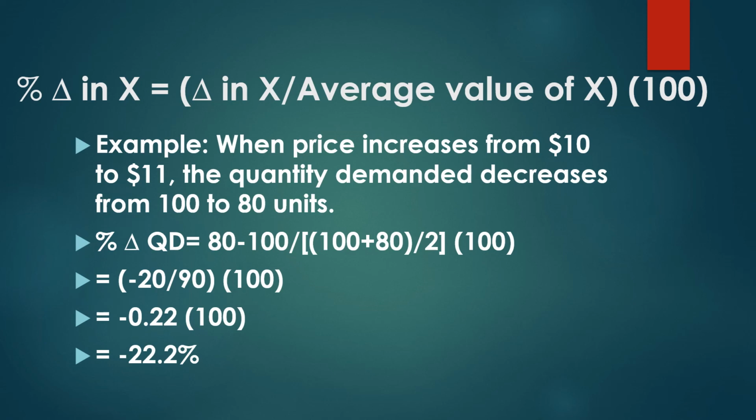But the reason it does have some value is because it now doesn't matter which direction you're moving. Whether you're going from 80 units to 100 or from 100 units to 80, you'll get the same answer of 22%. When you use the regular way, it matters which way you go. From 100 to 80 is a 20% decrease. From 80 to 100 is a 25% increase. So that's the advantage to using the midpoint method.